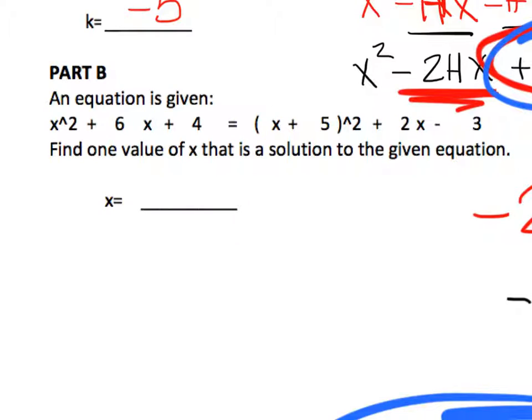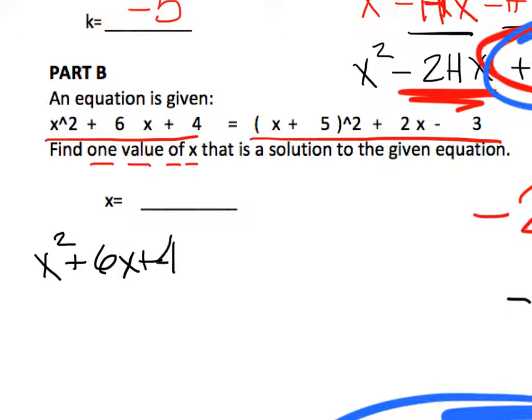Part B is to find one value of x. One value of x that is a solution to the given equation. So notice we have this equal to this. The first step we're going to have to do is to unwrap this thing in here so that we can start moving from side to side and getting like terms with each other so that we can simplify them. When we do that, on this side we have x squared plus 6x plus 4.